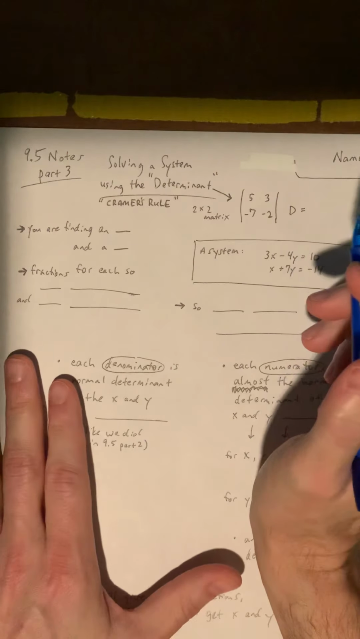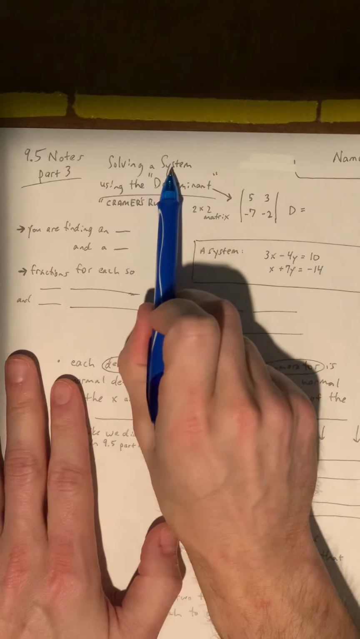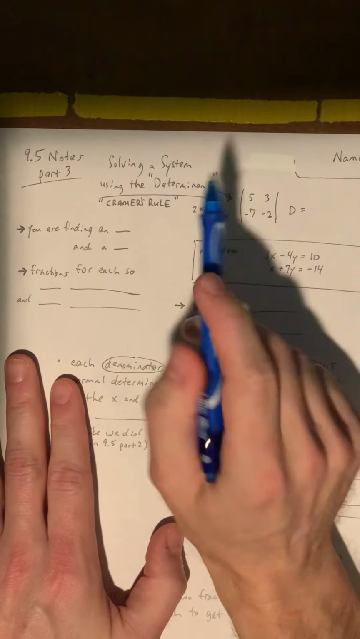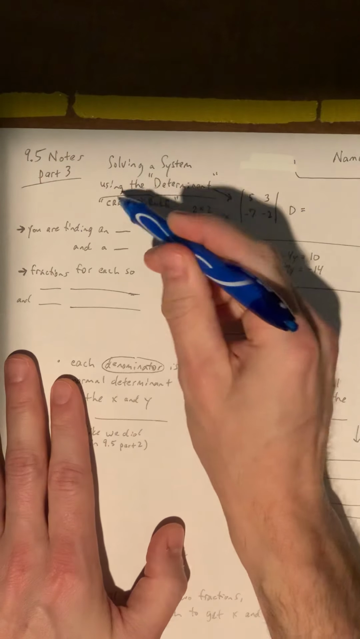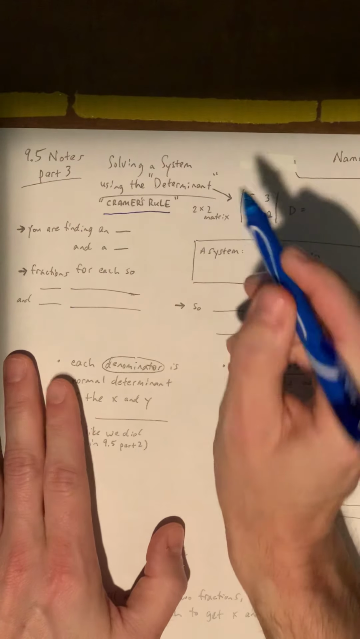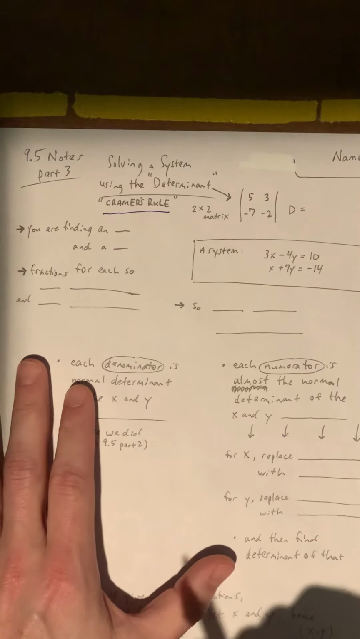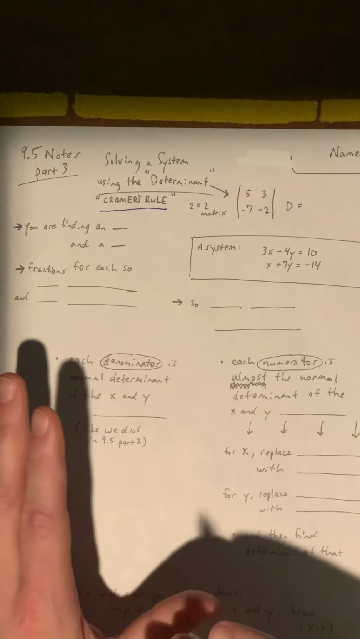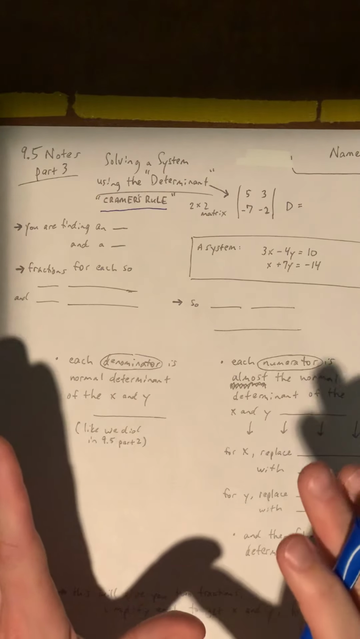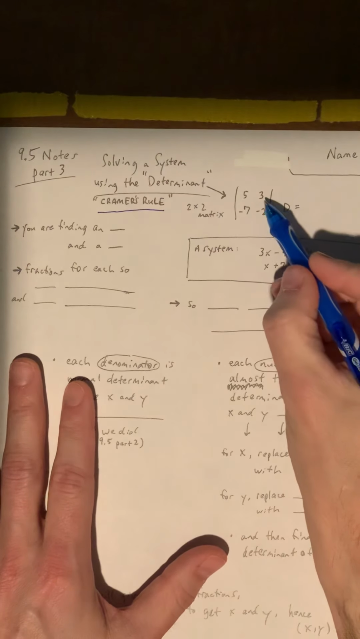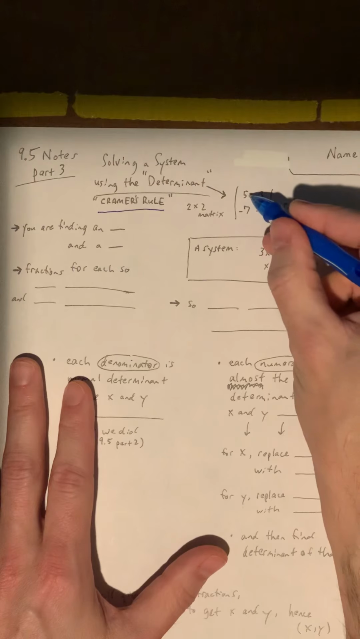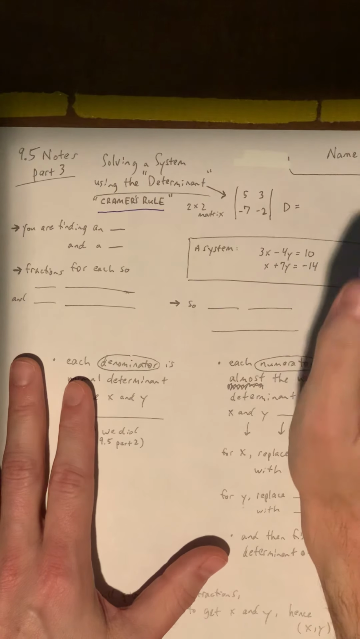Here in part 3 today, we're going to be solving a system of equations by using the determinant of a matrix, and this is called Cramer's rule. The directions in your homework problems say use Cramer's rule. That's what we're going to learn in the notes today. Now remember, a 2 by 2 matrix is simply something like this, where you have 4 numbers, 2 rows and 2 columns.